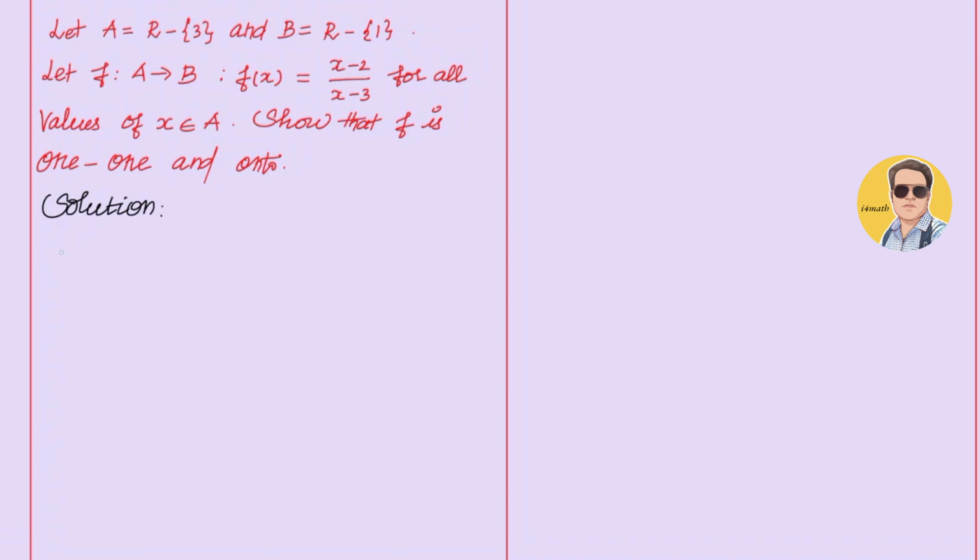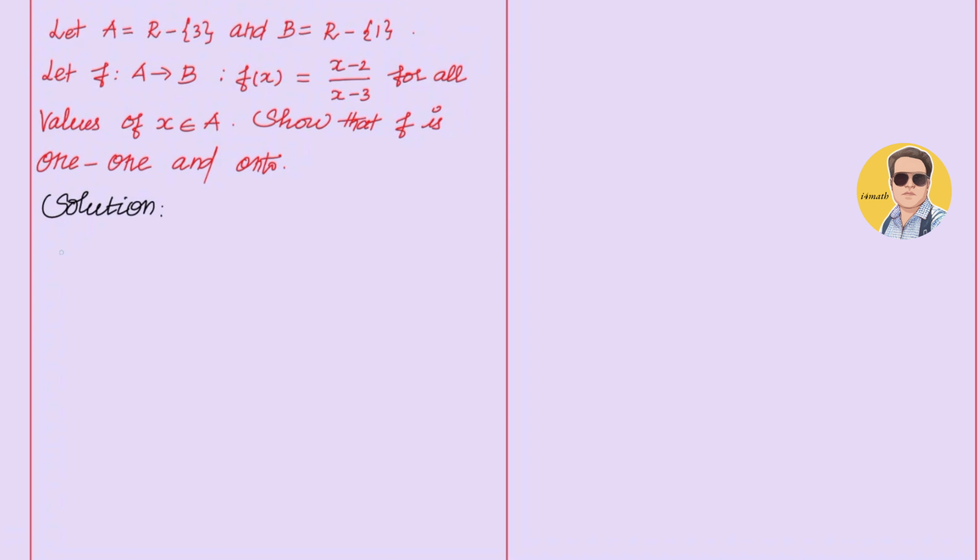You see this question. Let A be equal to R minus {3} and B be equal to R minus {1}. Let f be defined from the set A to B, f of x equal to (x minus 2) divided by (x minus 3) for all values of x in A. Show that f is one-one and onto. See, what is the condition for one-one? If you take f of x1 equal to f of x2 and if you are able to prove x1 equal to x2, then f is one-one.